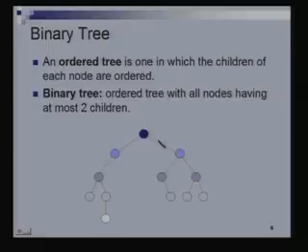And these are ordered. So there is a notion of a left and a right. If I were to draw this on the left and this on the right, then I get a different binary tree. It's not the same binary tree. So that will still be a binary tree? That would still be a binary tree, but it would be different from this binary tree.